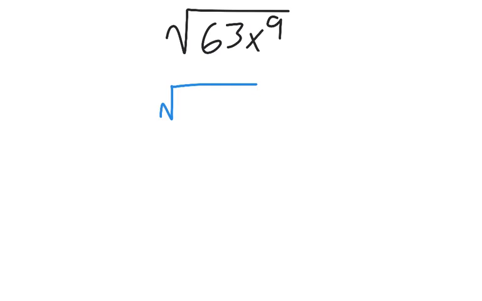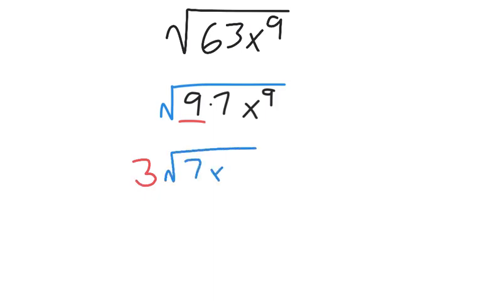So on this problem, the square root of 63 x to the 9th. We're going to take the square root of 63 just like we did before. So we could write this: 63 is 9 times 7. X to the 9th is still here. What's the square root of 9? 3. So 3 comes out front. And I'm left with the square root of 7 x to the 9th.